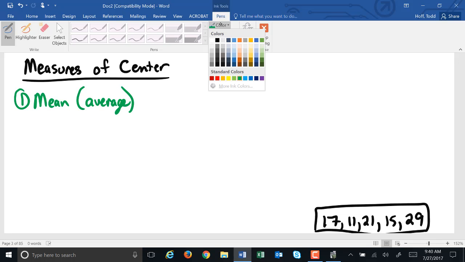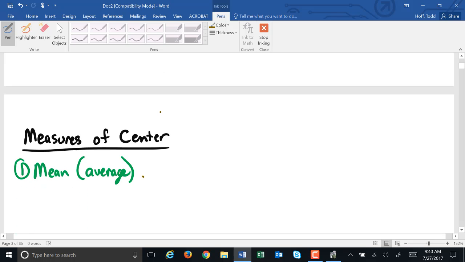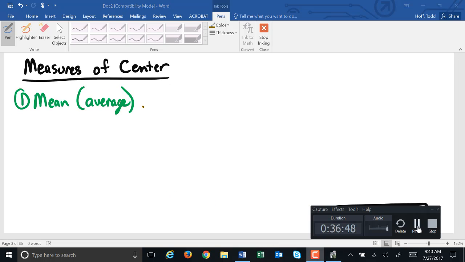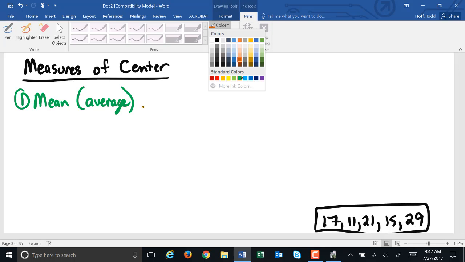The mean is what most, oops, the picture disappeared. Okay, so hopefully that fixes that problem for a while.